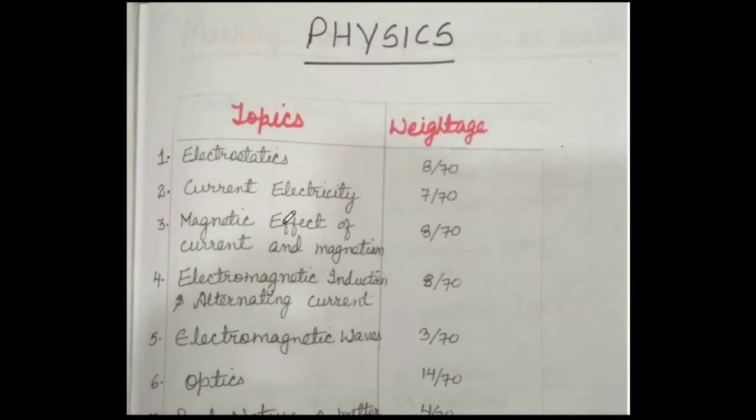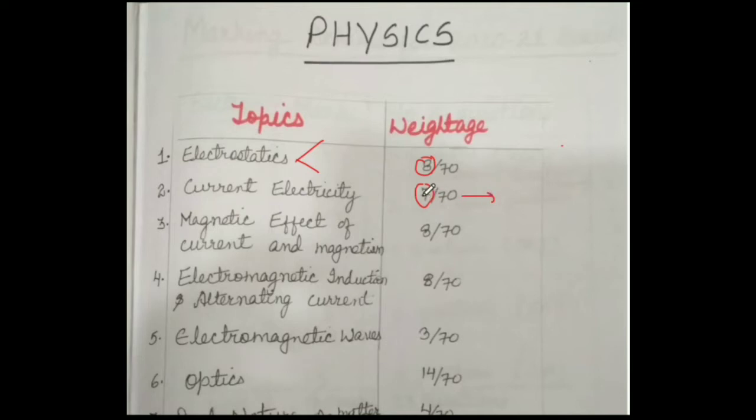Okay, so let us start with unit 1, that is electrostatics, and the weightage of electrostatics is 8 marks, right? And this electrostatics unit consists of two chapters. One is electric charges and field, and the other is electrostatic potential and capacitance, and these two chapters consist of 8 marks, right? Then second unit, current electricity. This chapter alone consists of 7 marks, right? So the weightage of this chapter is more. Only one chapter consists of 7 marks, right?